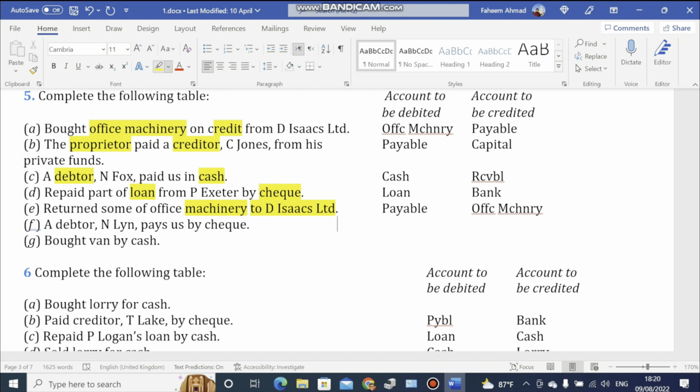Next we got F. In F we got debtor and we got check. Debtor pays us by check. Check means bank. Bank means asset, and asset is increasing. So bank debit. Debtor paid us. So debtor balance is decreasing. Receivable balance is decreasing. Receivable is an asset, decreases, credit. Next, bought van by cash. So van is an asset, increases, debit. Cash is an asset, decreases, means asset decreases, therefore credit.